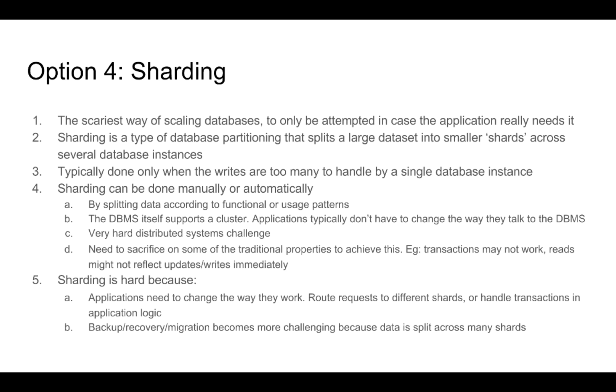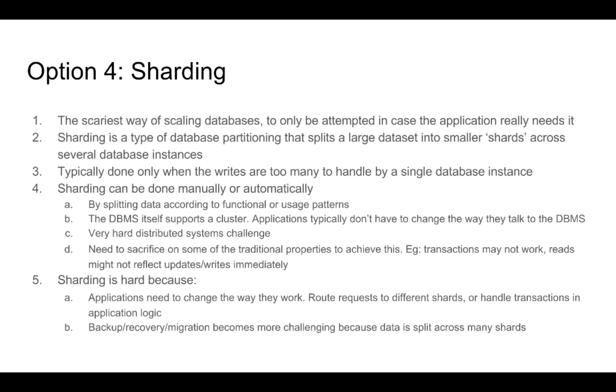They typically end up sacrificing on some traditional properties that we expect of a database to be able to achieve sharding in a cluster. For example, transactions may not work across a cluster, or reads might not be immediately available after writes or updates are made to the database.